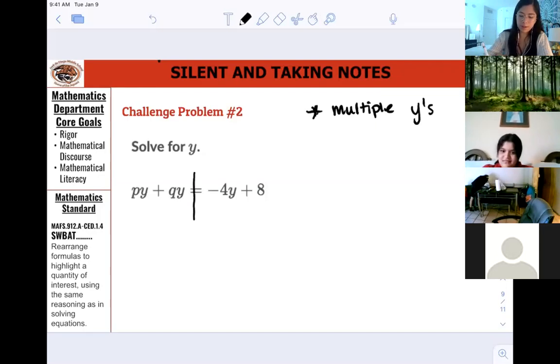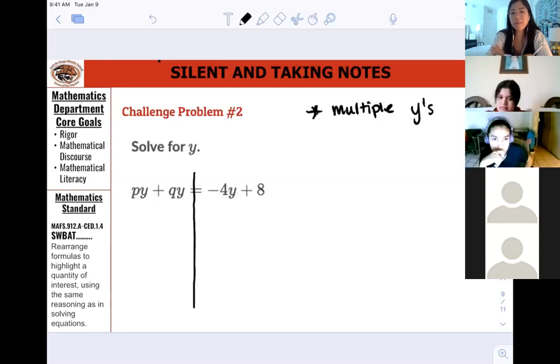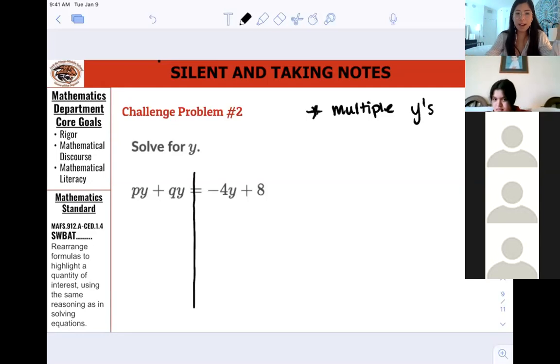Does anyone notice it? Addition. There's addition. That's not really a huge problem. We can figure out addition. Negative, that might be a little bit of a problem. There's a constant. Okay, the constant might be a problem. You're almost there. Variables on both sides. There it is. Not only do I have multiple y's on the same side, I have y's left, right, center. They're everywhere. So I need to figure out how to get them all to one side. So variables on both sides.